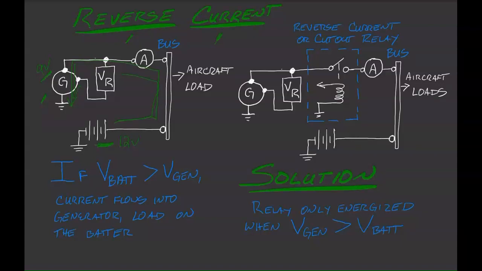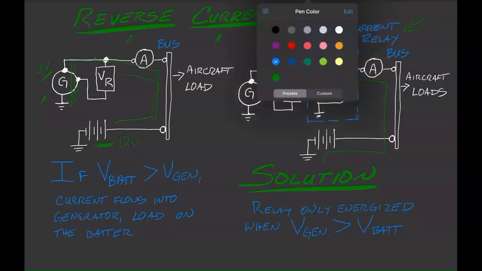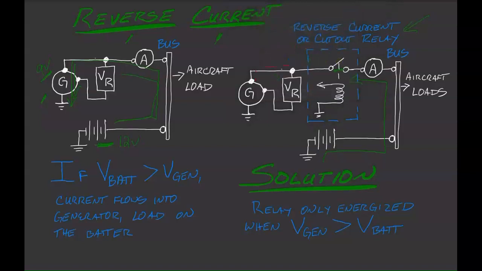So in order to prevent this, we have a reverse current relay, or sometimes called a cutout relay. Here, current will try to flow, and if the generator is not producing enough voltage, the relay remains open. Once the generator produces enough voltage, this relay closes, and now we have current flowing from the generator to the bus and then actually back into the battery to charge the battery. And that's what we want to have happen.